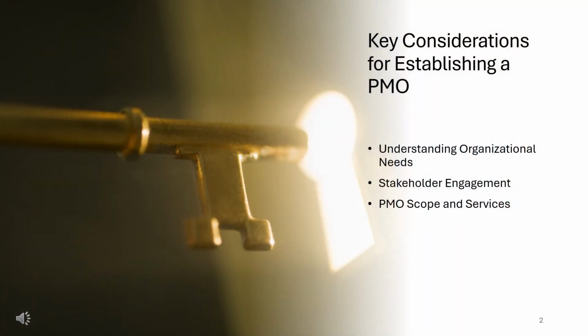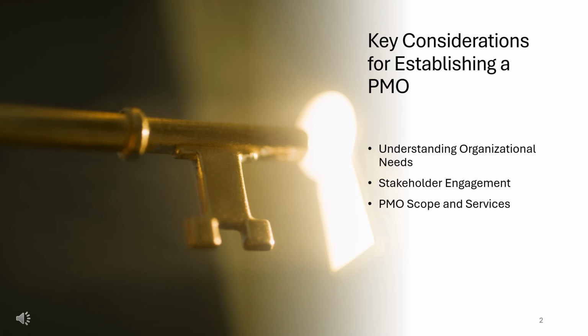In this section, we will discuss the key considerations for establishing a PMO in an SME. Understanding your organizational needs is the first crucial step. This involves assessing the specific needs and goals of your organization and ensuring that the PMO objectives align with your organizational strategy. It's essential to take a close look at what your organization aims to achieve and how a PMO can support those goals.